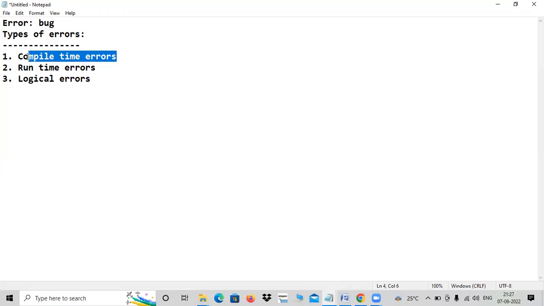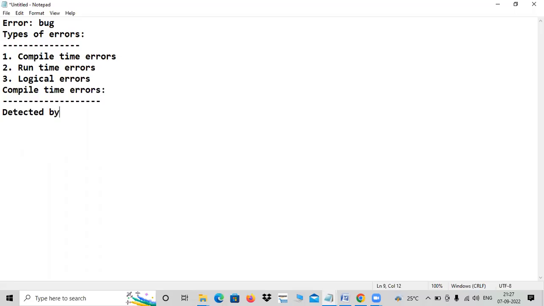First, we go with compile time errors. What are compile time errors? As the name itself is telling, during compilation, they will be detected. Detected by whom? By JavaC compiler. Is it not? During what? During compilation. So that is about that. And why they are coming? What are those errors? They are all due to syntax and grammar.